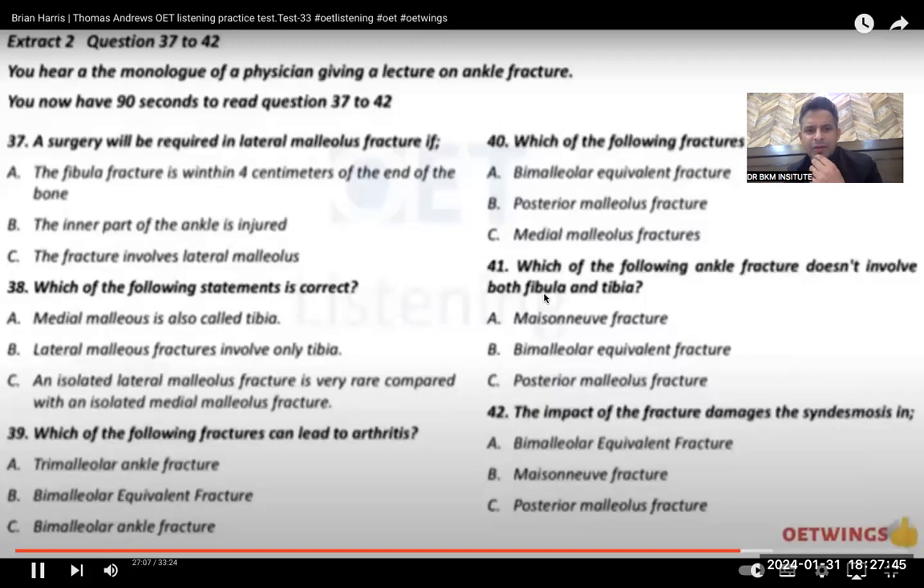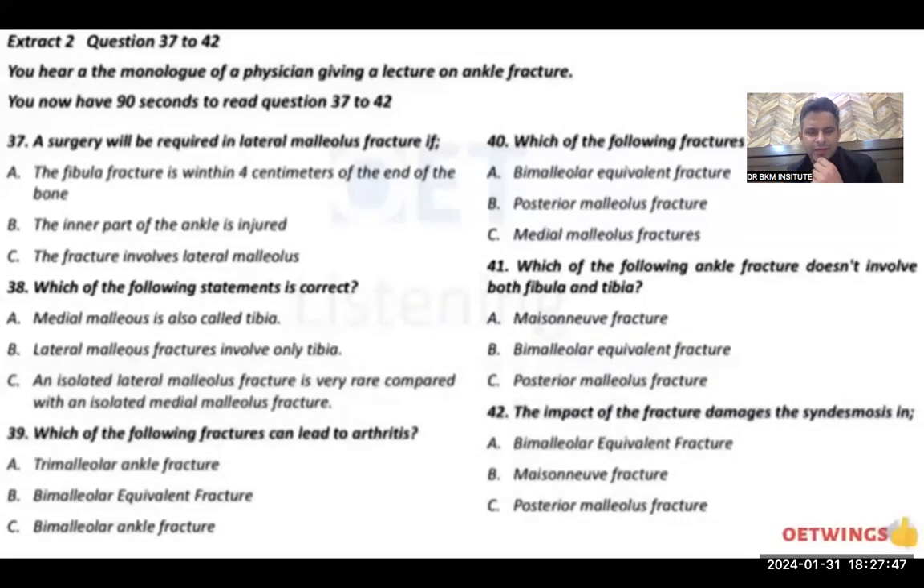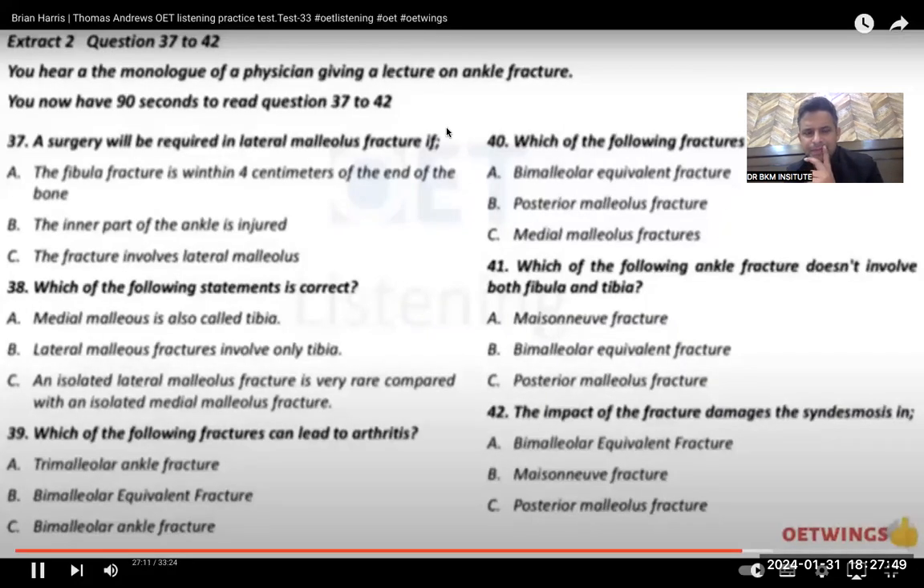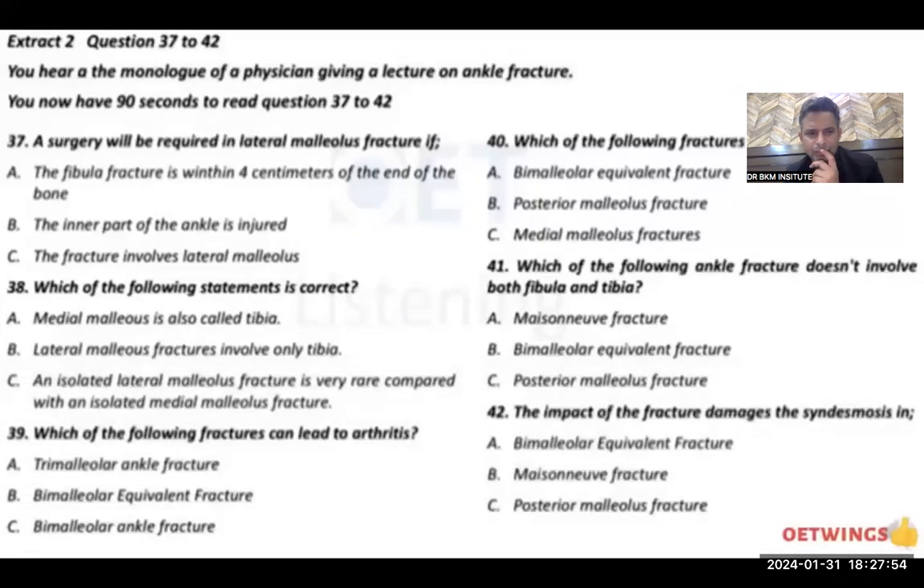A surgery will be required in lateral malleus fracture if. My question says, Hello, doctor. What are the types of ankle fractures? There are different types of ankle fractures, and treatments vary significantly based on the location and severity of the injury. When a broken ankle occurs, the injury may be to the end of the medial malleolus, called tibia, or to the lateral malleolus, called or both. There are many types of ankle fractures, and let me explain you about certain common types ankle fractures.